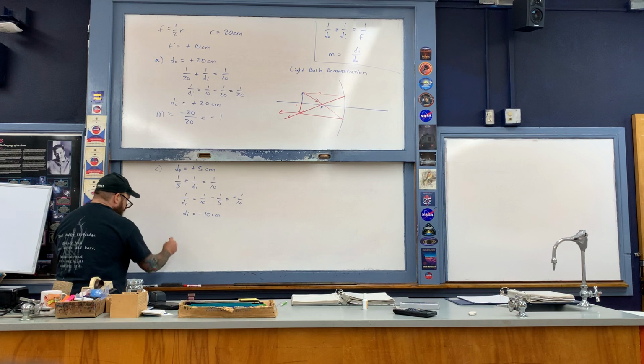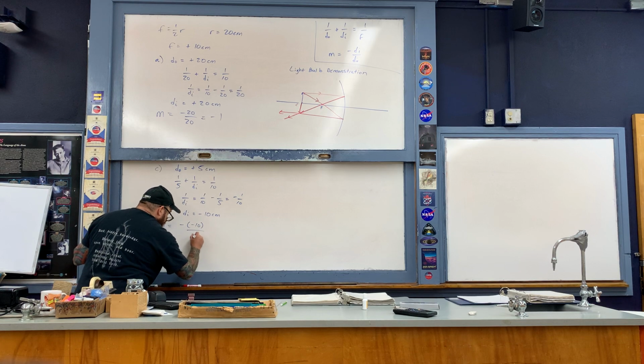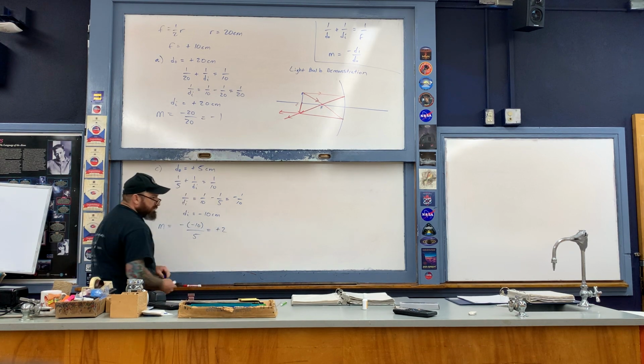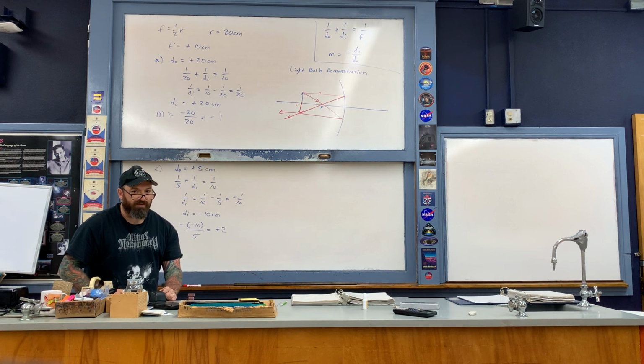Now I'm going to calculate the magnification. Just be careful of your negative signs. This is negative di over dO. And this ends up being positive 2. So you end up with an upright virtual image that is magnified.